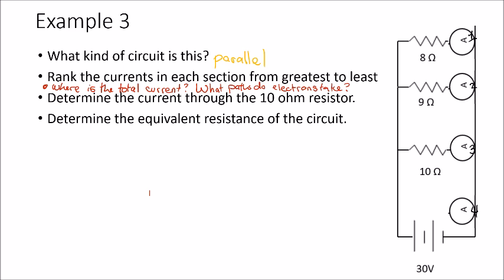So the total current in this case will be near the start of the obstacle course for the electrons. In parallel circuits, everybody starts the race at the same place, but then the electrons get to choose what branch of the circuit, or what branch of the obstacle course, they go through. And then as they return to the battery, they all come back together. So the total current is going to be the place where either they all start or they all finish.